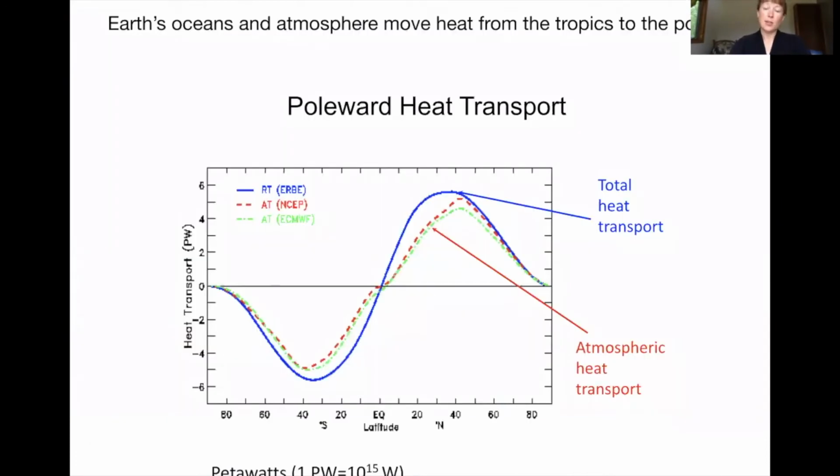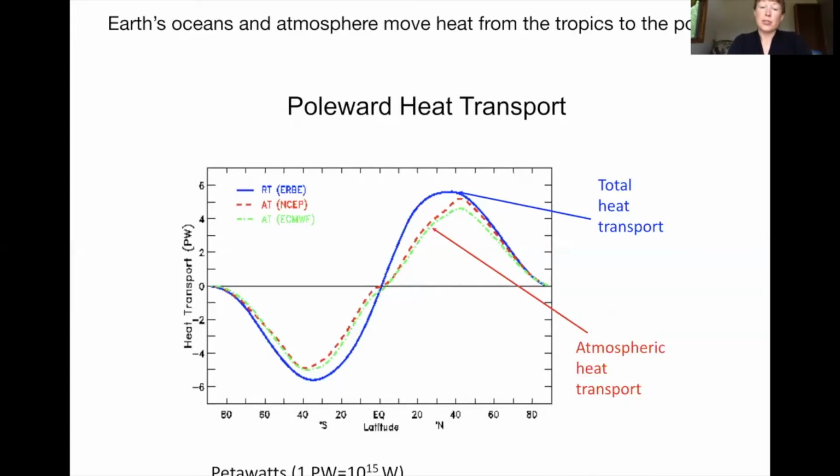All right, and so we can actually graph that heat transport that's done by both the atmosphere and the ocean. So this is a graph showing heat transport in petawatts, which is just a lot of watts. I think it's 10 to the 15th watts, as a function of latitude, okay? And so let's just focus on the northern hemisphere. So from the equator to the right, looking at the northern hemisphere, we can see that the total heat transport in blue peaks in the mid-latitudes, around 40 degrees north.